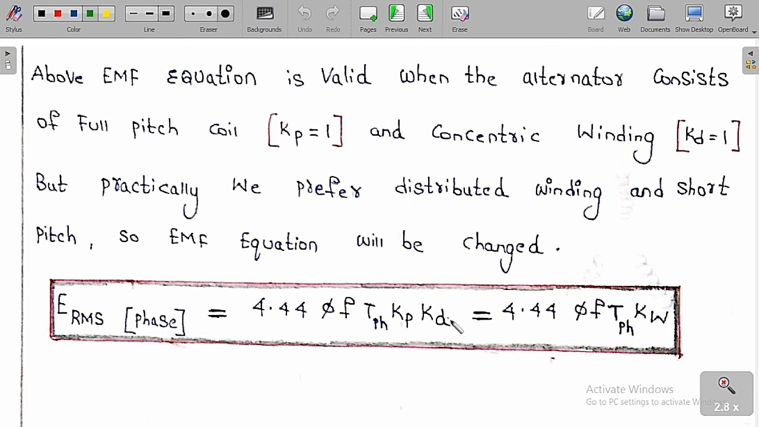So this is the overall equation that you always have to remember in the synchronous machine: 4.44 into Φ into f into turns per phase into Kp into Kd. This is the equation you always have to remember for your lifetime in this synchronous machine subject.